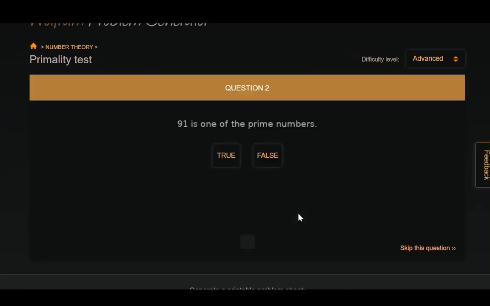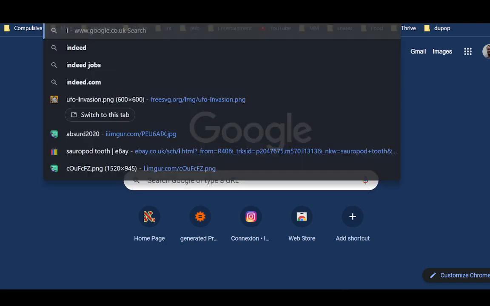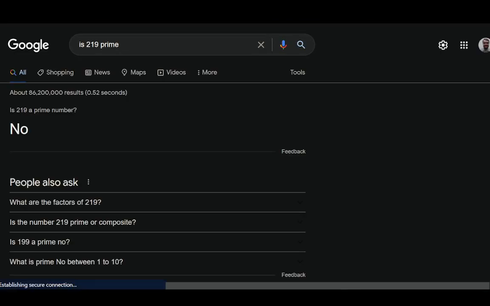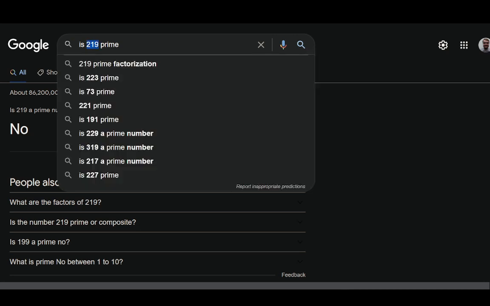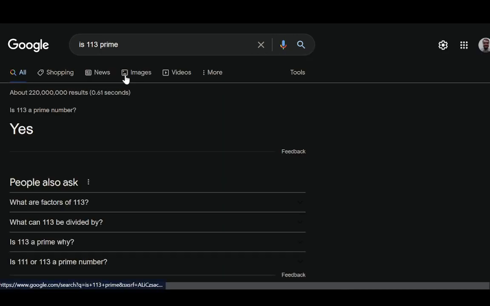I'd like to do one which is prime to show that it's true. 91. Is 91 prime? Does it divide by 3? No. Does it divide by 5? No. Does it divide by 7? Yes, it does divide by 7, because it's 13 times 7. So that is false. Let's see if we can find one, I'll just do it in Google. Is 219 prime? No. Can we please have a prime number? This is not that big of an ask at Google. 113. 113 is a prime number.